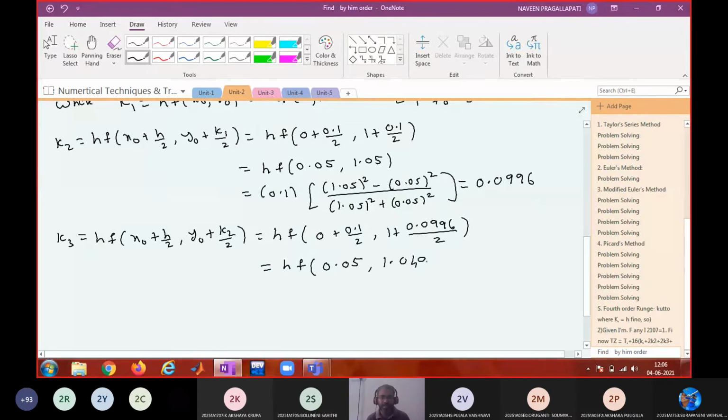Is it 0.5497, sir? I'm asking this y naught plus k2 by 2. Is this the value 0.0498? Yes, sir. Okay, so after this, 0.1 into y square minus x square, 1.0498 whole square minus 0.05 whole square, by 1.0498 whole square plus 0.05 whole square. Simplification.